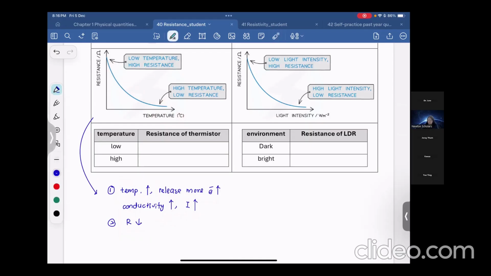Okay, so here, when the temperature is low, the resistance becomes high. When the temperature is high, the resistance becomes low. Their relationship is inversely proportional: one high, the other one becomes low. Okay, until here, is that clear? Fatima, okay. Washini, okay. Okay, good job.